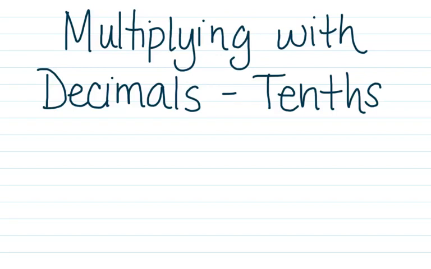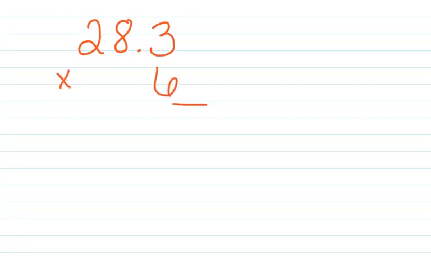Hi Otters! Today for math we are going to extend our learning of multiplying with multi-digit numbers and start multiplying with decimals. Today specifically we're just going to be working with tenths. So here we go. I'm going to write down our first problem. I'll write down 28 and 3/10 times 6.